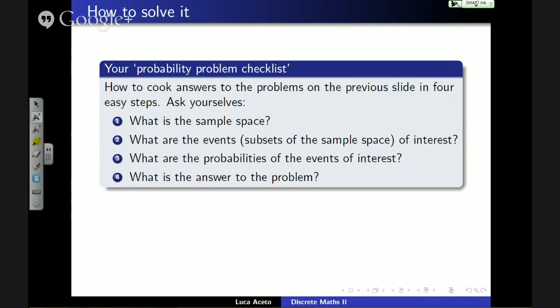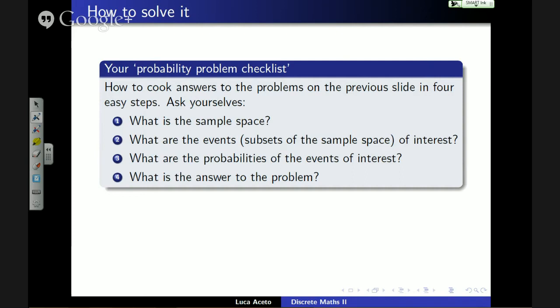Once you figured out what are the events of interest, you assign them probabilities, like we did before. And once you have the probabilities of the events of interest, you just shake them all together according to the cocktail that you want to make, and out comes the answer. And the recipe for the cocktail in our previous example was the formula for calculating the conditional probability of E given F.